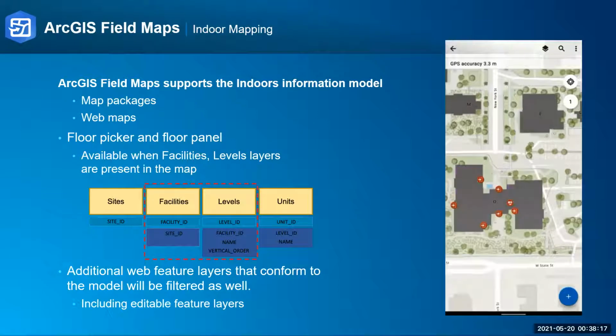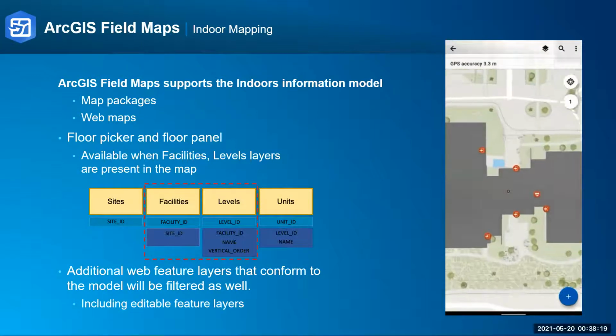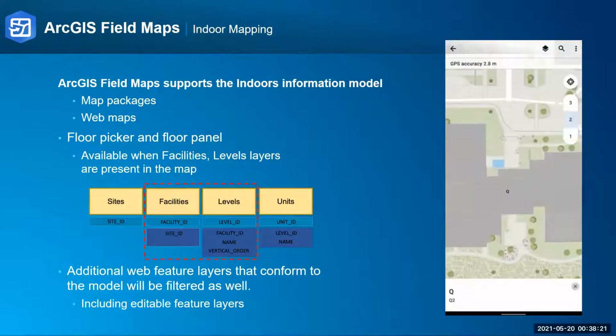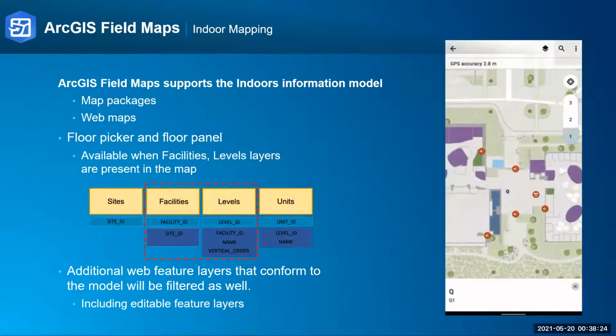And as the map display changes, the picker will update the list of floors that are available in the facility or disappear if there's no facilities present. And when you tap on the floor picker, it will expand to display a list of available floors to choose from.